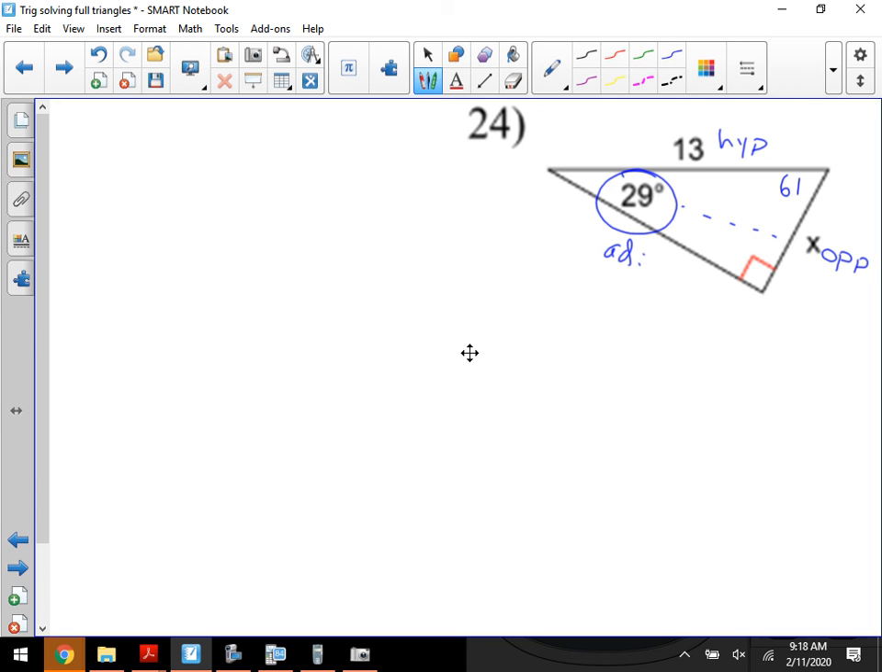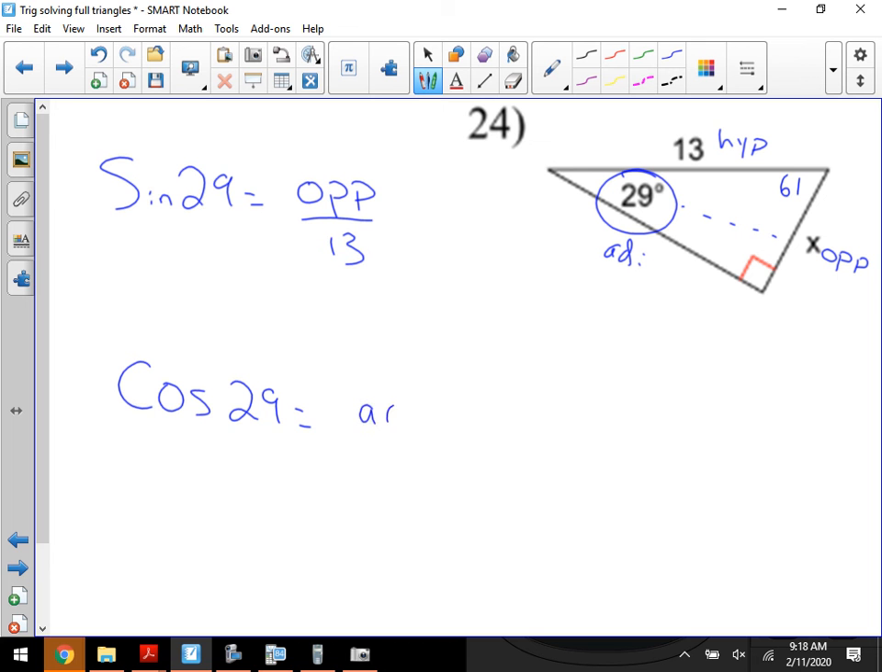Sine and cosine. Good. So the first one we'll do, sine 29 is our opposite over 13. And then cosine of 29 will be our adjacent over 13. Again, notice 13 is our hypotenuse. We're just reusing it in both trig functions. Then the algebra, the solving of it, is easy.